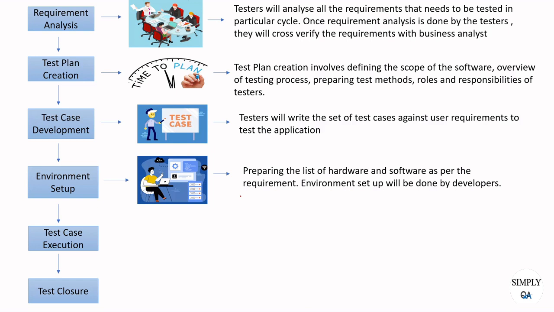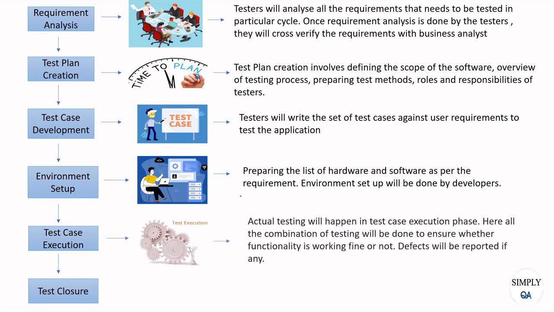So once the environment is ready, they will go to the next phase, that is actual test case execution. This is the fifth phase of the STLC process, and here is where actual testing will happen. That is, the testers will carry out all combinations of testing, that is positive testing and negative testing, and they will use particular test method techniques to test that application. And here there may be a possibility of finding defects also. If a particular functionality is not working as expected, then it is considered a defect, and they will report the defect in this test execution phase. So test closure is the final phase of this STLC process.